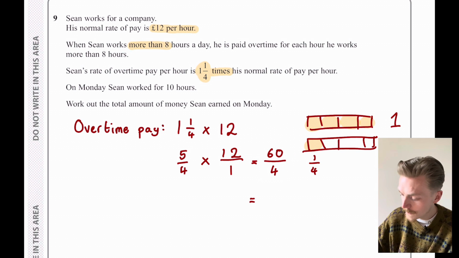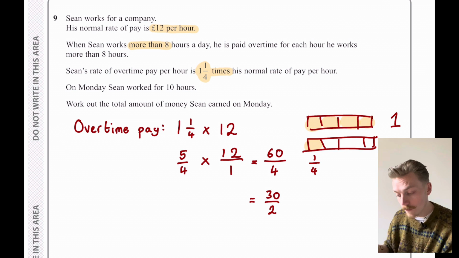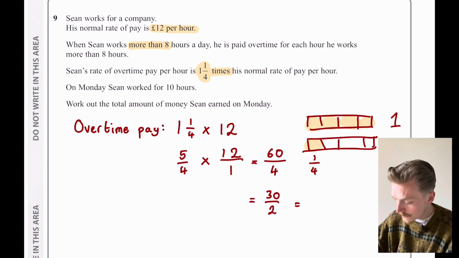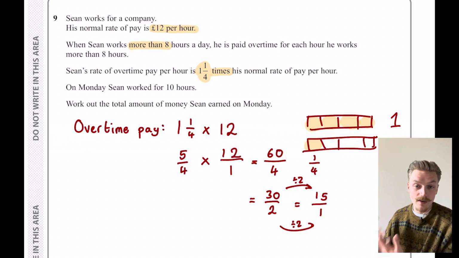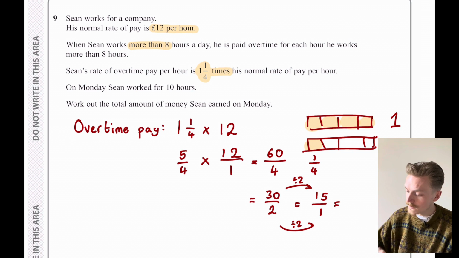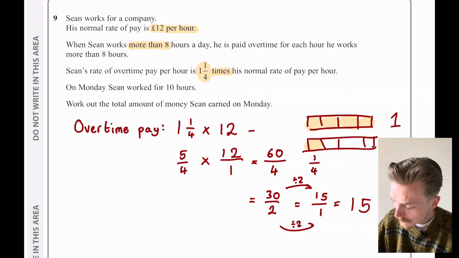Let's simplify that to 30 over 2. That's me halving the top and halving the bottom, which is 15 over 1. That's again halving the top, halving the bottom. I need to do it to both, keep it the same. 15 over 1 is 15 divided by 1, or 15 ones. That is just 15 as an integer. So we've got 15 there.